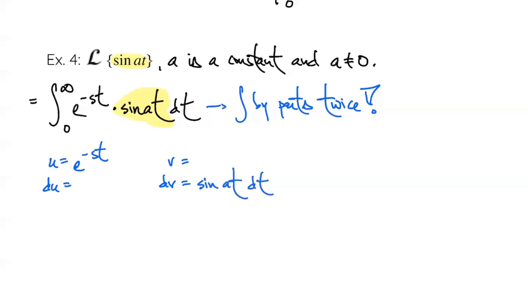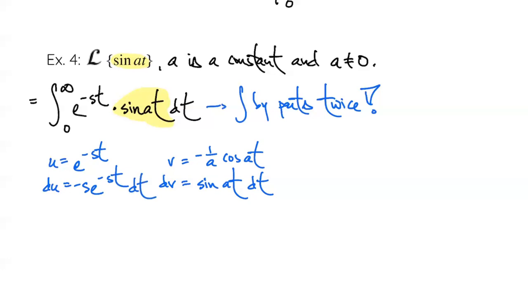You could choose to set this up differently. Different websites or resources might switch the order of those. This is the one exception to integration by parts where it could be either way and it would be okay. My v in this case is going to be -1 over a cosine of at. And my du, I'm just going to use chain rule, I get negative s e to the negative st dt.